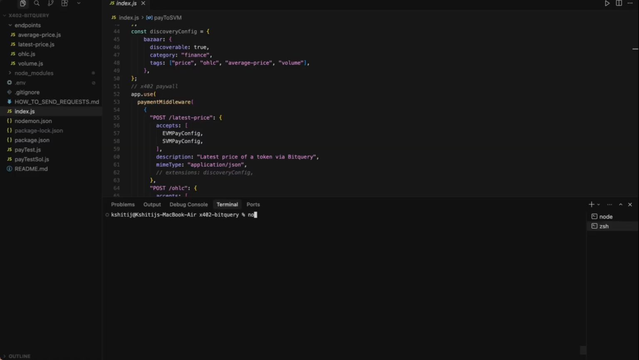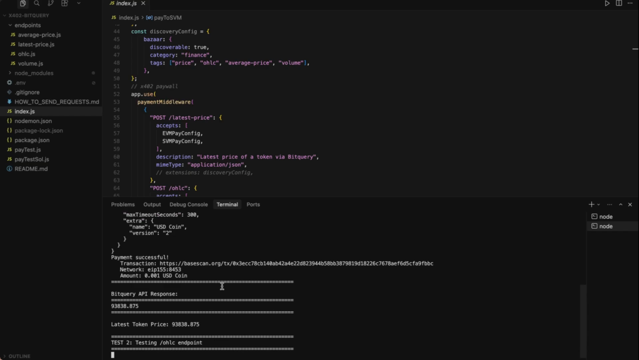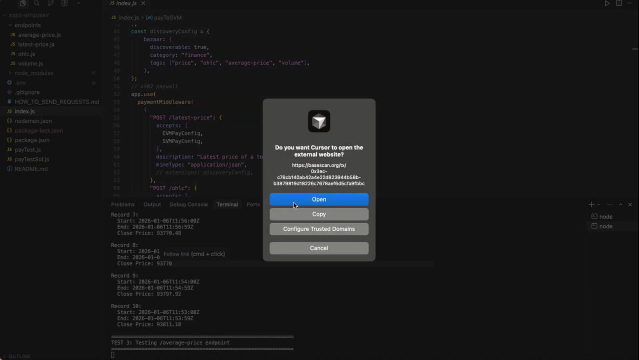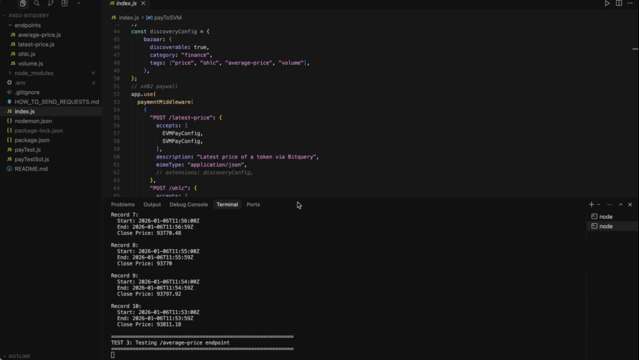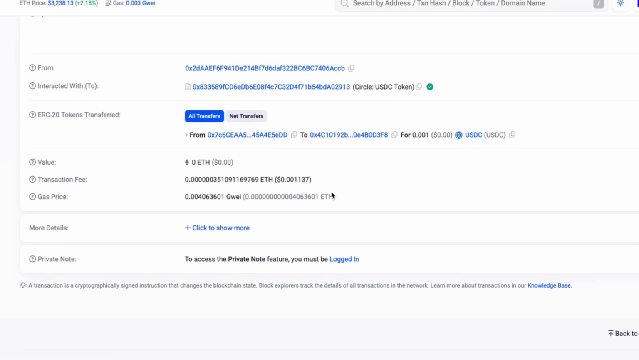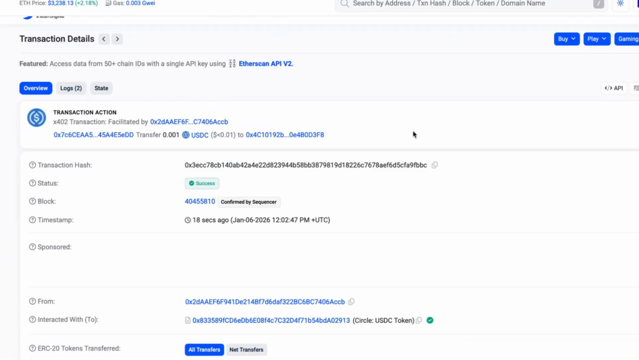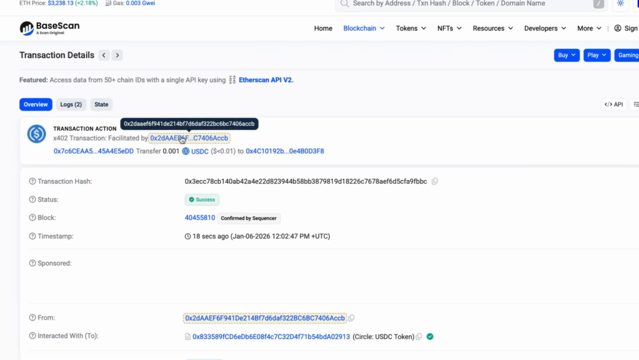When a client hits one of these endpoints without payment, the server returns 402 Payment Required, along with a payment challenge. After the payment is completed, the same request is retried. The server verifies the payment. The data is returned. This works seamlessly for programmatic clients, backend services, and AI agents making autonomous decisions.